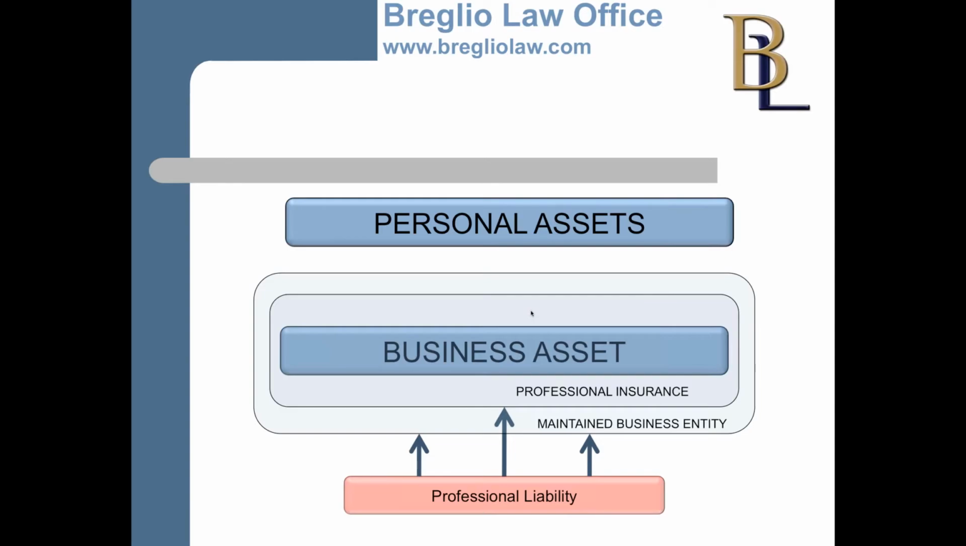And if the judgment or the damage or the debt is greater than your professional insurance, those business assets might be sold to satisfy the judgment, but you're still self-containing everything within that business, and your personal assets will be protected. And that's what we call the corporate veil protection. It protects your personal assets from professional liability.